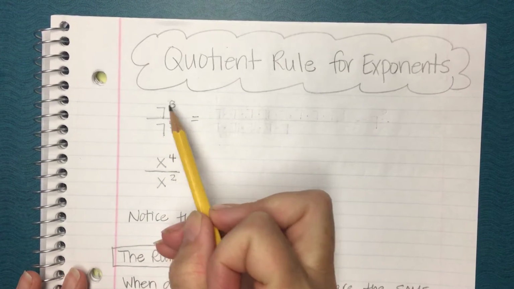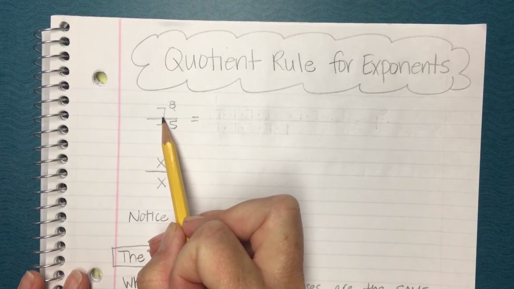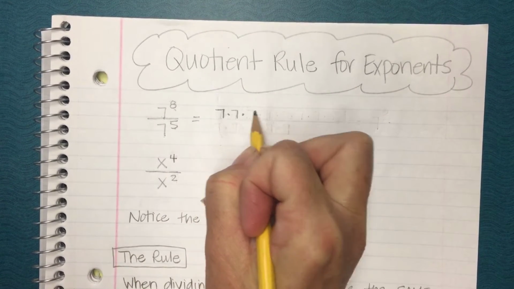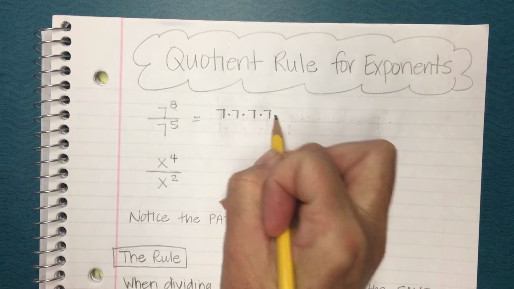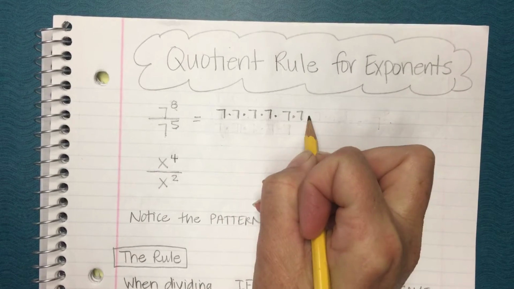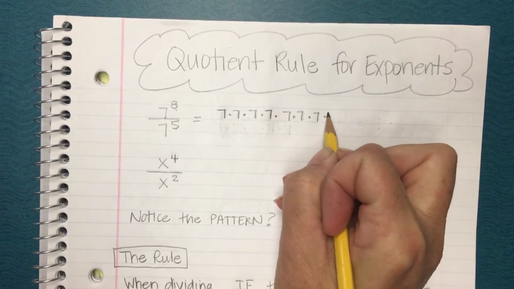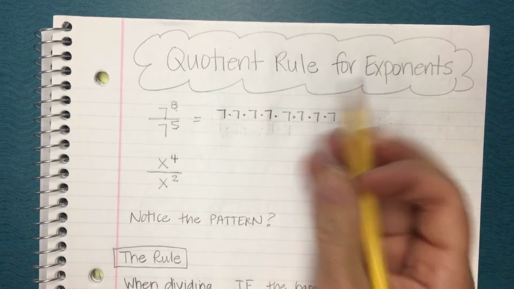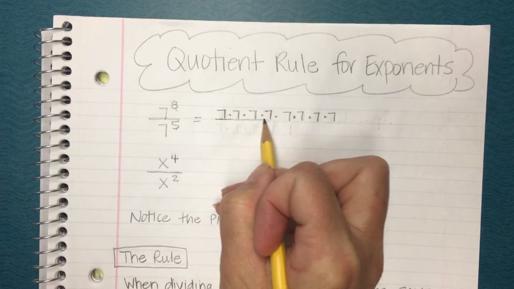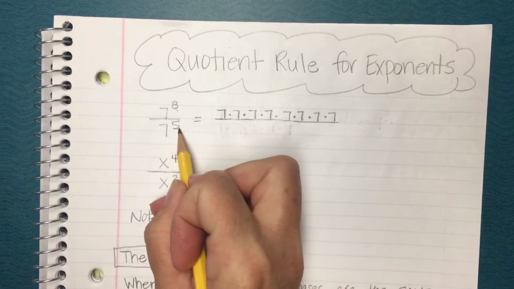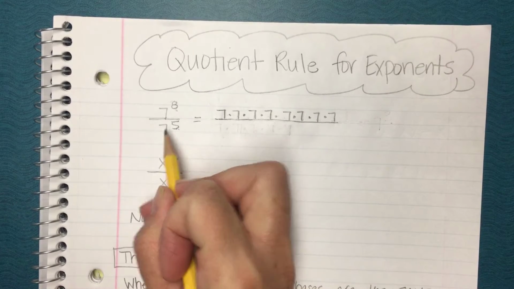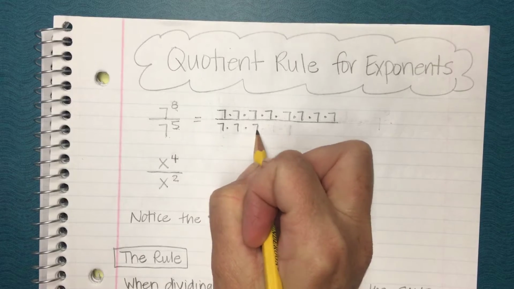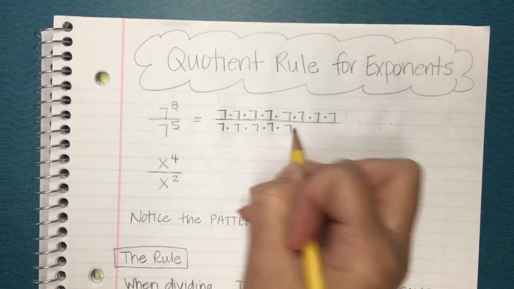Notice that 7 to the 8th means I'm going to take the base of 7 and multiply it by itself 8 times. So I'm going to write that 7 times 7 times 7 times 7 times 7 times 7 times 7 times 7. 1, 2, 3, 4, 5, 6, 7, 8. Then we're going to divide by 7 to the 5th power. So I'm going to take 7 and times it by itself 5 times. 1, 2, 3, 4, 5.